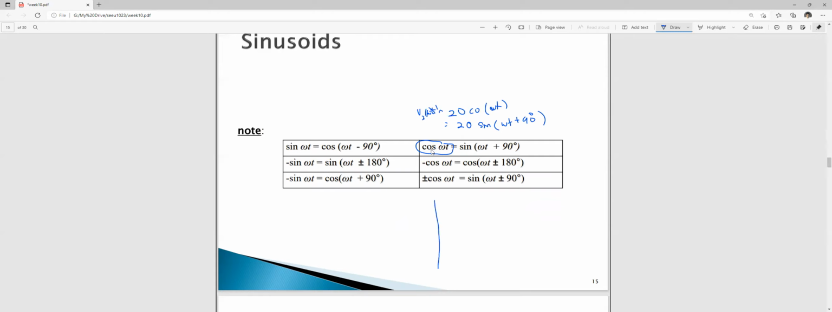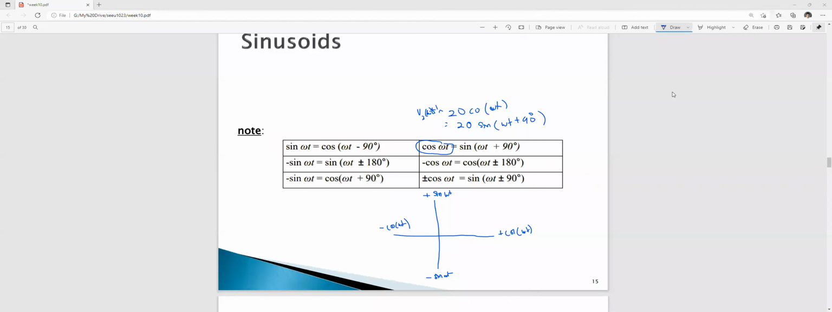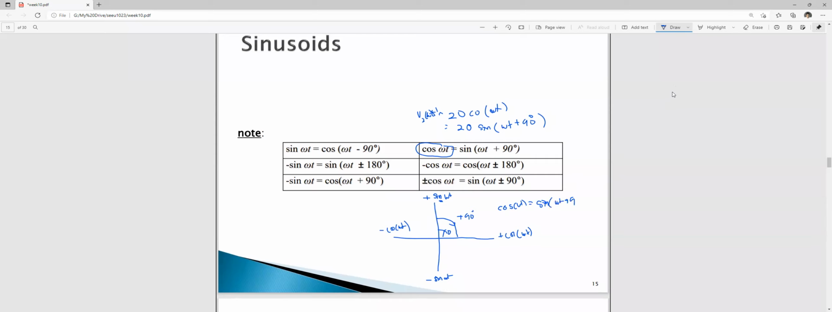If you don't remember this trigonometric identity, I have a formula that you can use to do the conversion. For example, this one is positive sine, this one is negative sine, this one is positive cos omega t, and this one is negative cos omega t. So if I want to get cos omega t from sine, you see that the difference is positive 90 degrees, clockwise. So this one is sine omega t plus 90 degrees.